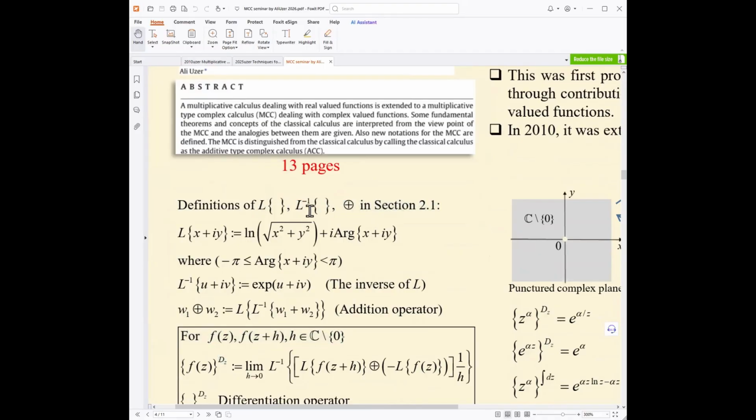a logarithm operator and an exponential operator, denoted by L and L to the power minus 1, and also defined a summation operation with a circle with a plus inside in section 2.1. The L operator is similar to the natural logarithm function plus an imaginary part showing the argument value of the argument. The imaginary part may be understood as a number between minus pi and plus pi. And the inverse of this L operator may be understood as an exponential function, as we are very familiar with the exponential function.